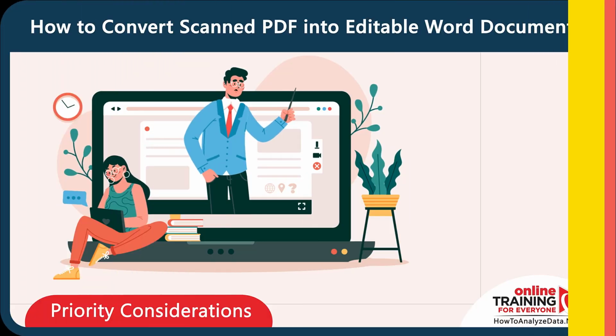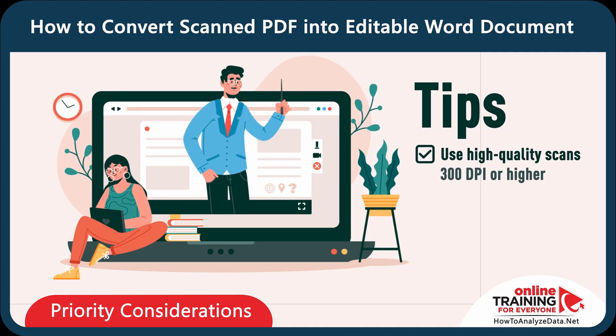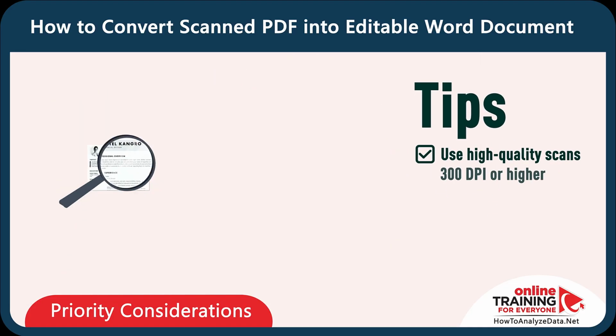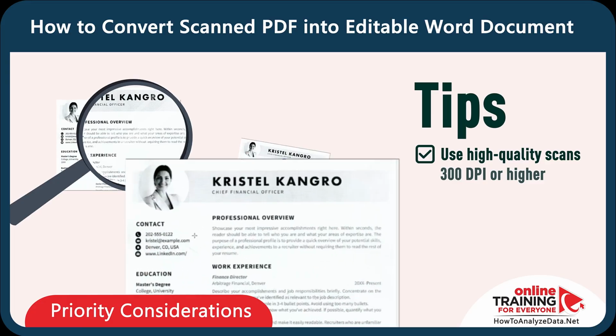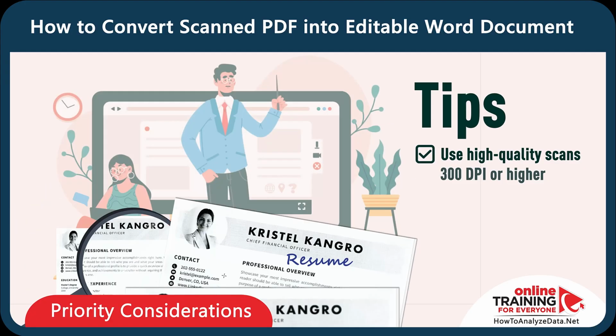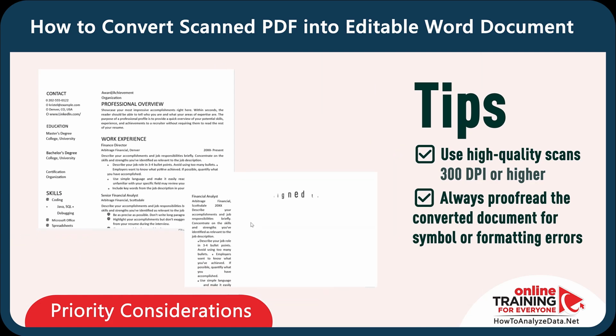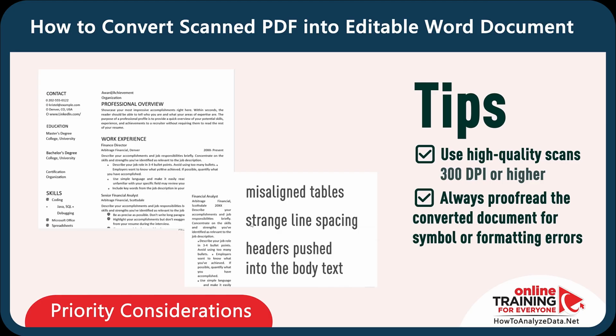Now let's cover some important tips to make sure the conversion goes smoothly. Number 1. Image quality affects accuracy. Low-resolution scans, blurred pages, or handwriting may confuse the OCR engine. Aim for at least 300 dpi scans when possible. Another important consideration is that formatting might break. You may see misaligned tables, strange line spacing, or headers pushed into the body text. Word does the best conversion, but it's not perfect.